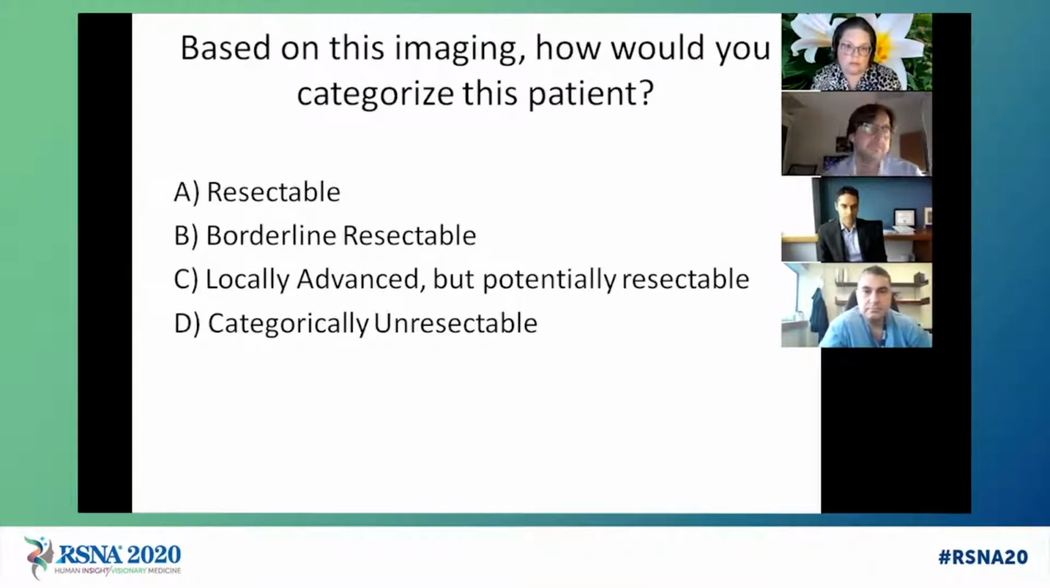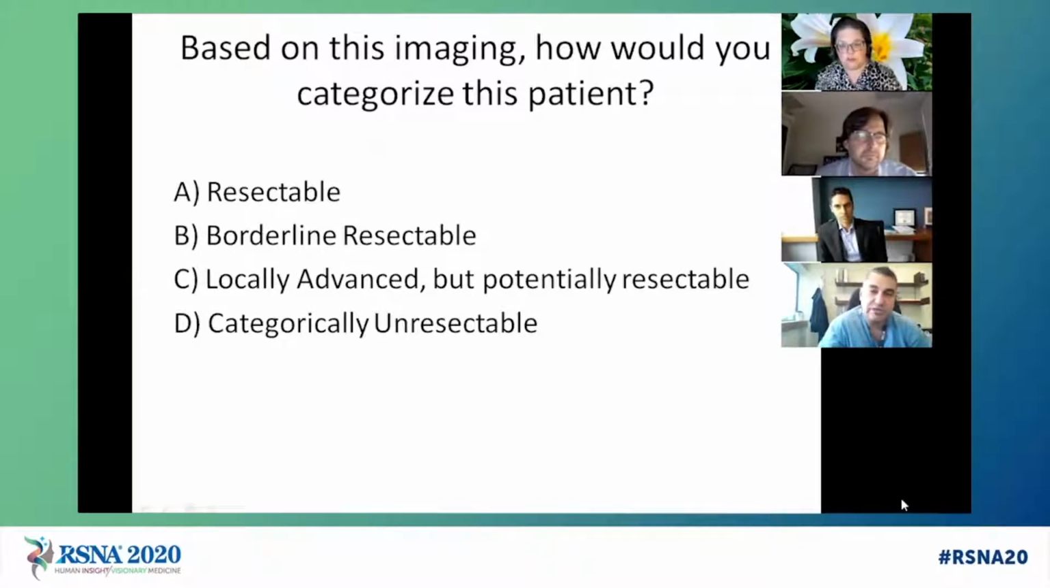Based off of this imaging, how would you categorize this patient? I'm going to ask this question to both Dr. Kadan as well as Dr. Baer, and I'll start with Dr. Kadan. Yeah, there have been a few classification systems that have existed, but they largely are congruent in a case like this, where there's both arterial involvement and major venous encasement, about 360 degrees by the looks of things here. So to me, this would be classified as locally advanced.